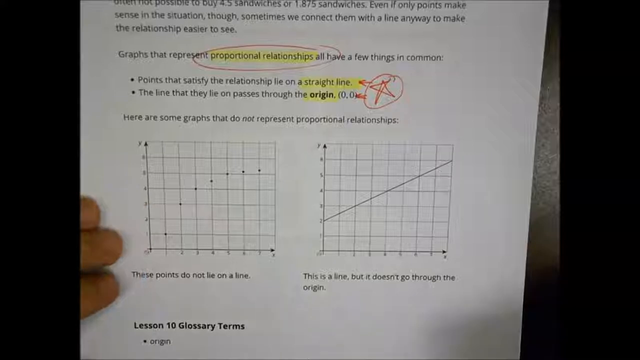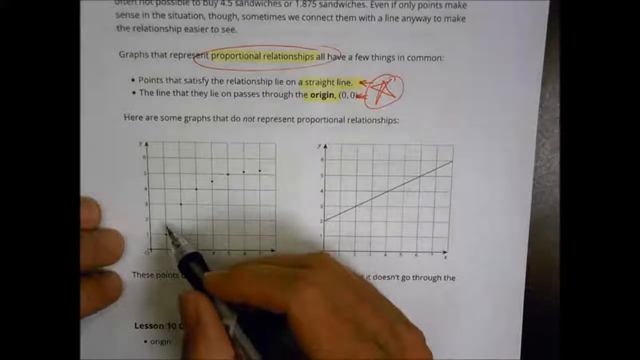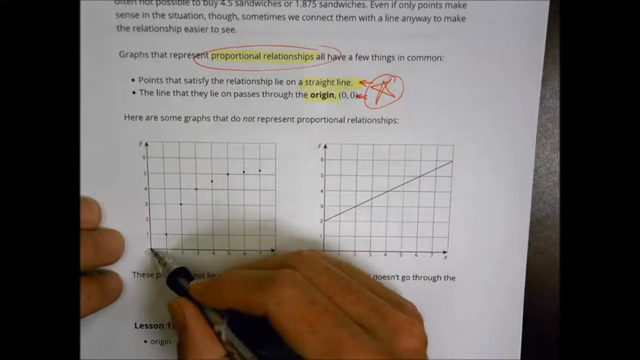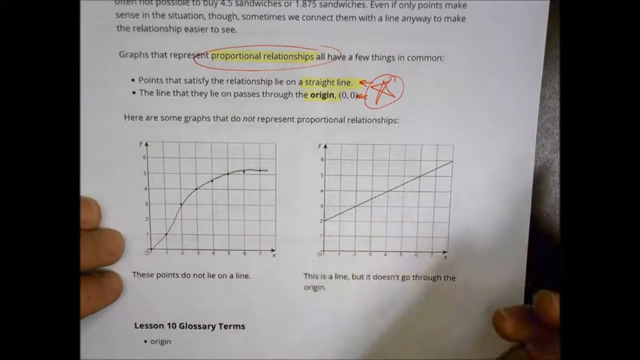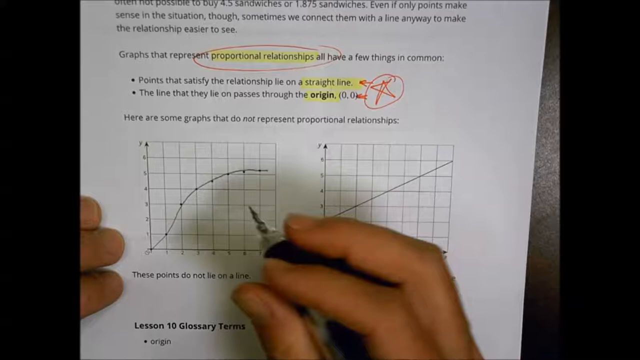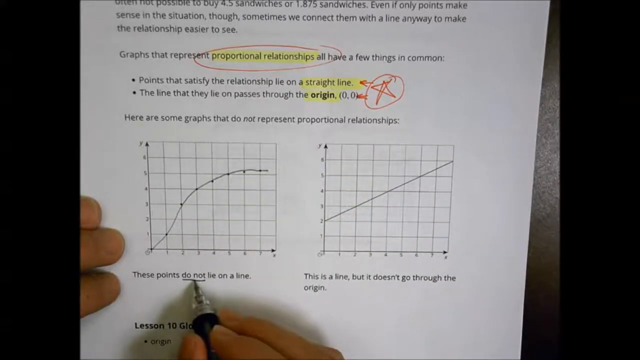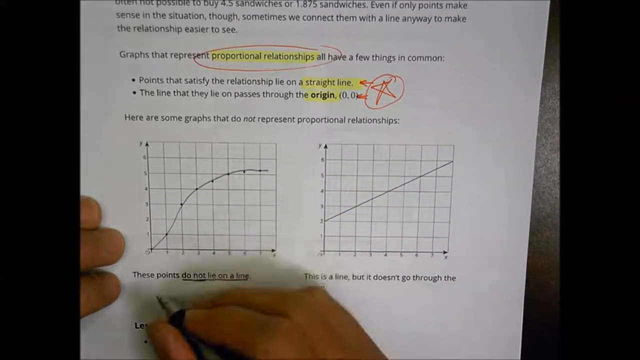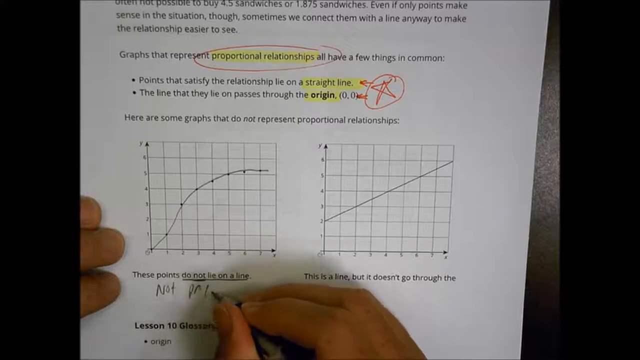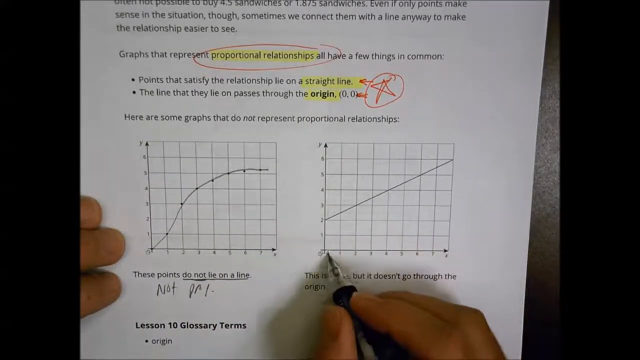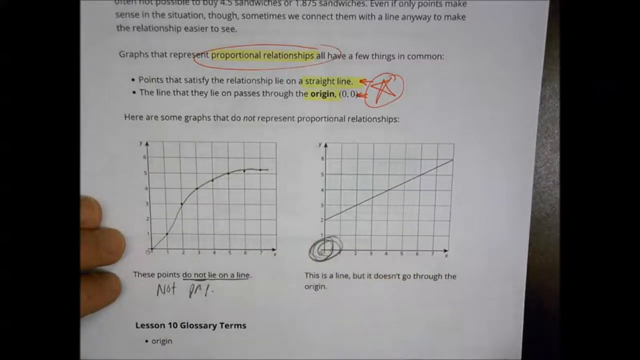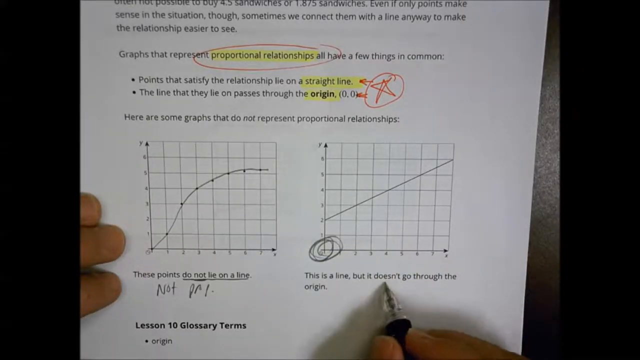So when you take a look at these guys here, these points, if I was to plot them out, go like this, to this, to this, to this, to this. Is that a straight line? Nope. Okay, they're not on a line. So we'd say not proportional here. Over here, is that a straight line? Yes, but what are we looking at? Does it go through the origin? Nope. So it doesn't go through the origin.